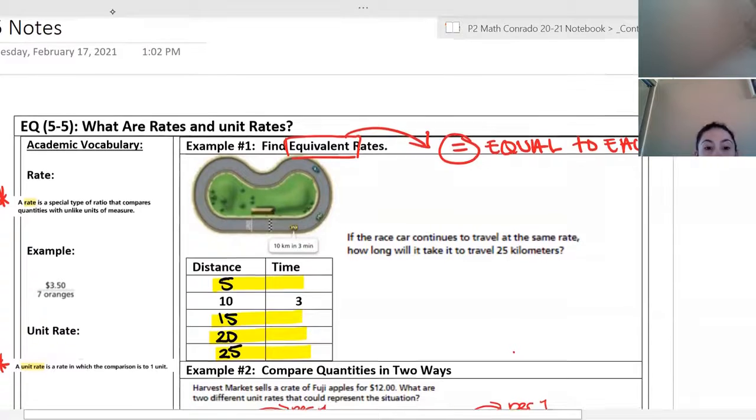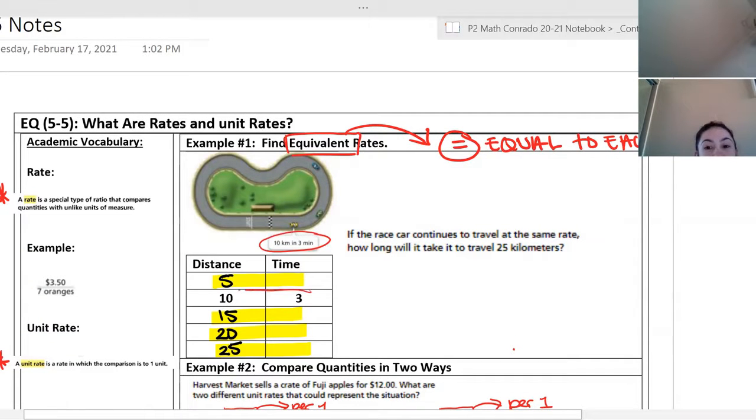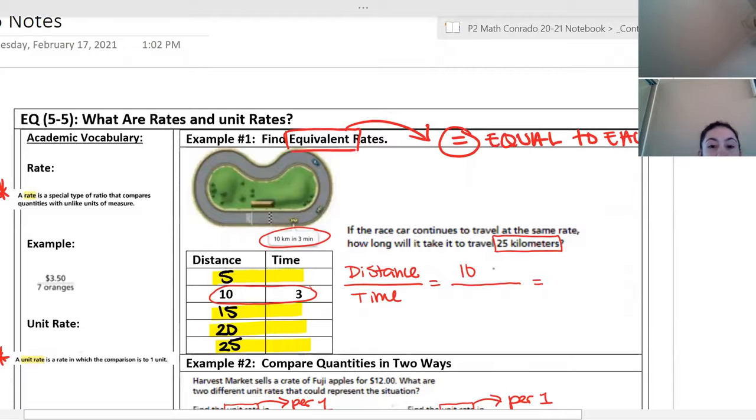Okay, if we simplify. If the car continues to travel at the same rate around the lap, how long will it take to travel 25 kilometers? So we're trying to see the time it takes to travel a distance. So we're comparing distance to time. Distance is our numerator, time is our denominator. According to our table, we do know that it takes 10 kilometers for every 3 minutes around the track. We travel 10 kilometers. They want us to find how long does it take for 25 kilometers.